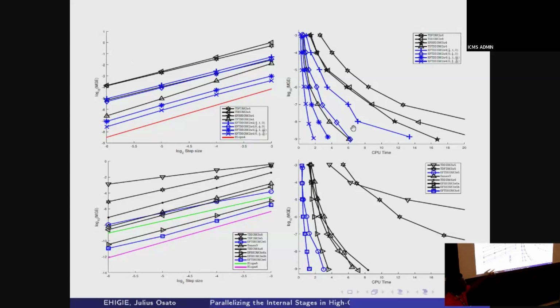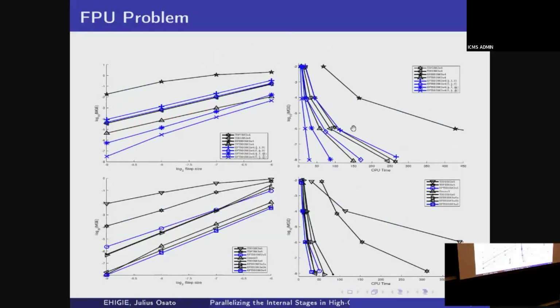And in terms of CPU time, those 2 methods were the fastest. We tried to make sure that they have the same threshold of error in comparing the efficiency, which is 10. And for the Fermi-Pasta-Ulam problem, we also tried to do that, and we found that those 2 optimized methods also did better than the ones that were not optimized.